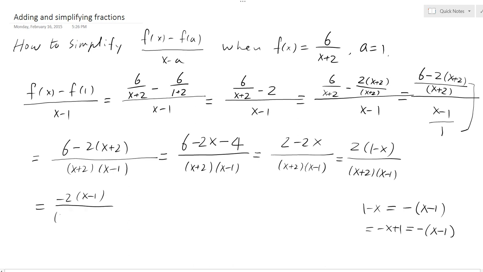We have common factors now in the numerator and denominator. So we have the common factor cancel. And then we have over here, the answer is going to be negative 2 over x plus 2. And this example is very similar to a homework problem we had in homework 1.